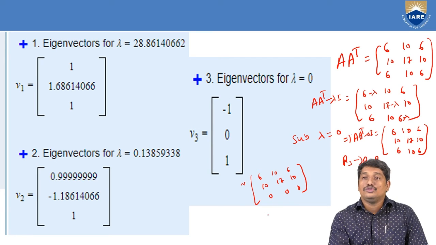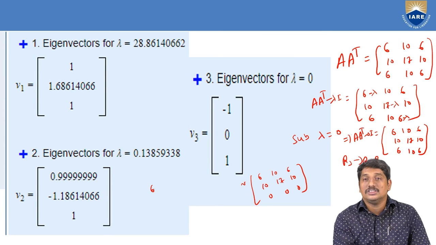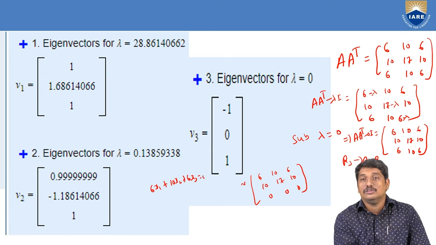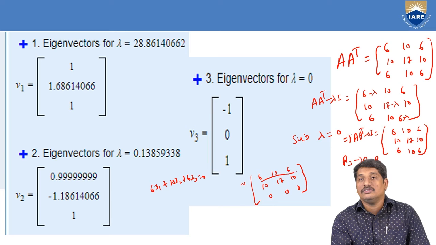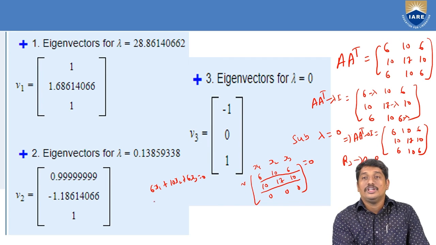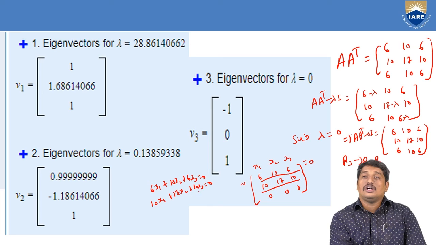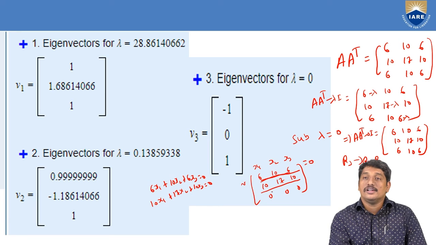Okay. And after writing, we got two equations. Let us write them here. For the first row, 6x1 plus 10x2 plus 6x3 is equal to 0. For the second row, we can write 10x1 plus 17x2 plus 10x3 is equal to 0. So these are the two equations obtained from the first row and second row.